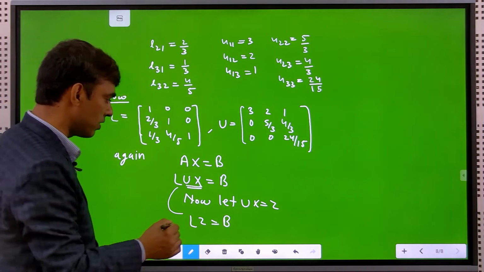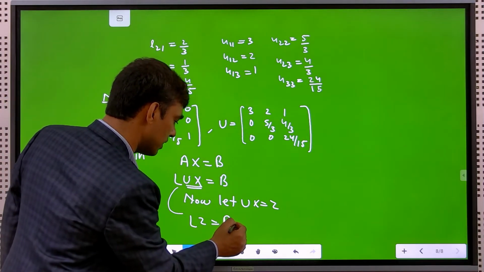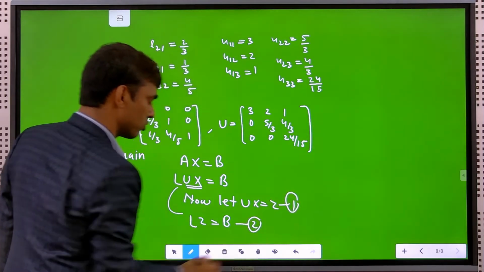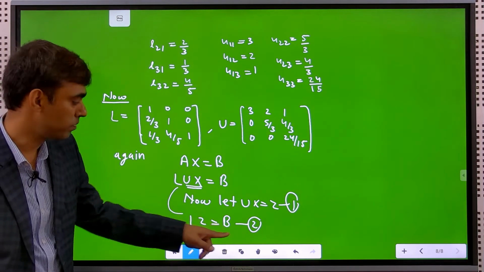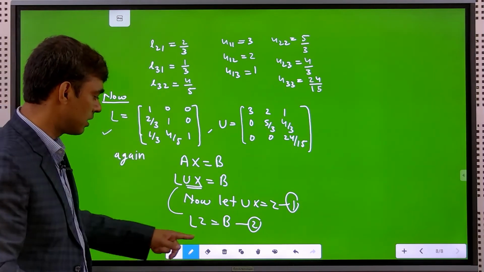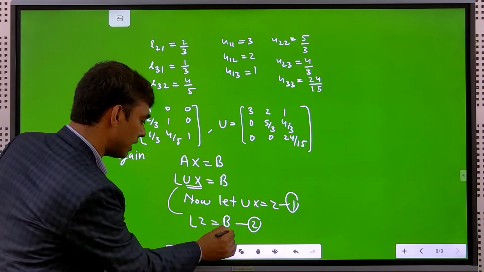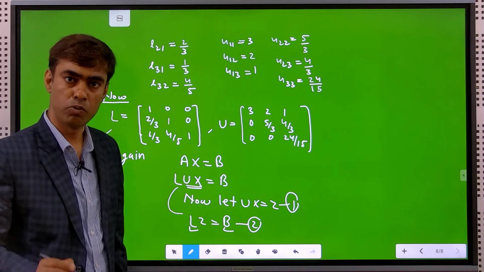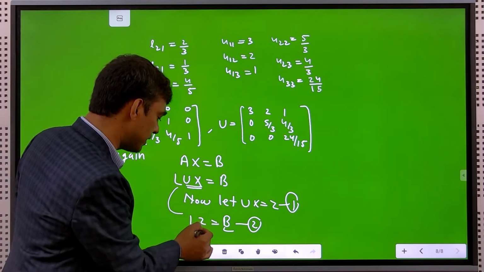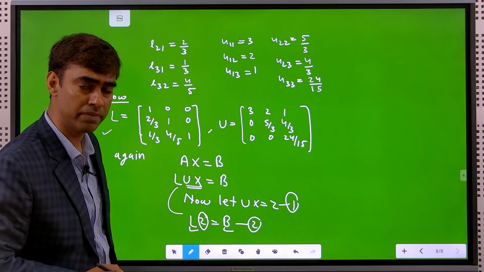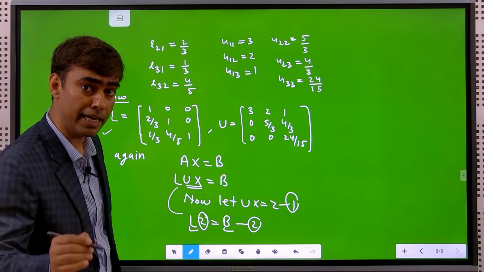Now first we solve the equation, this one is the second and this one is the first. First we solve equation number 2 because we have a lower triangular matrix, and we have the value of L and we have the value of B. Once we solve this system of linear equations, we are able to find the value of Z. And how many unknowns are in the vector Z? There are n unknowns.